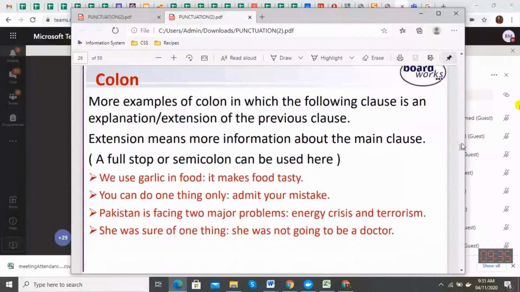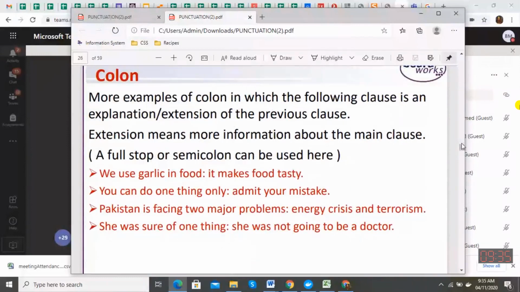यहाँ पर देखें, जैसे we use garlic in food, it makes food tasty. So यहाँ पे आप you can say कि इस clause में it is performing both the functions. One is that you have used garlic, or it makes food tasty. Explanation भी हो गया, explanation आ गई, और cause and effect भी आ गया कि due to the usage of garlic, your food has become more tasty.